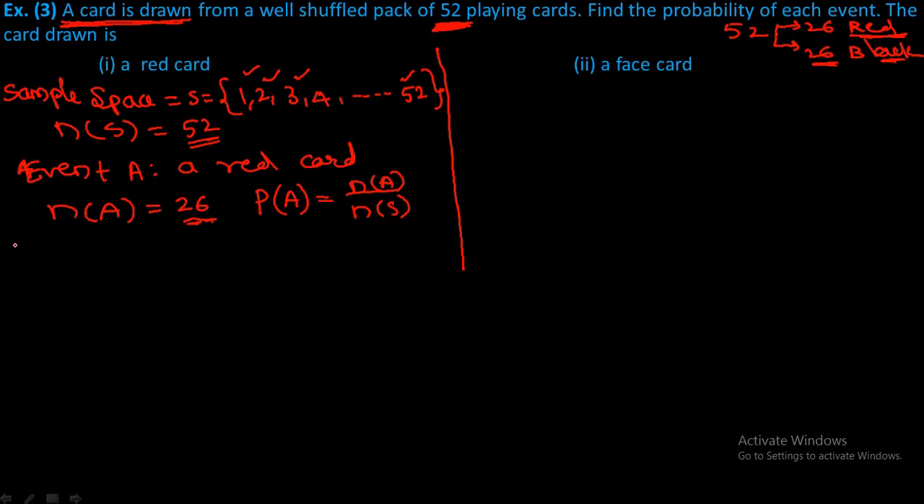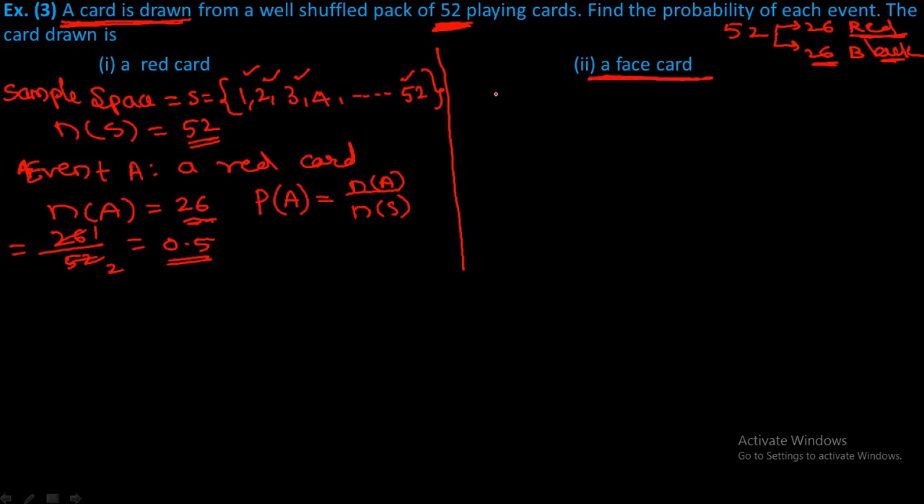So n of A is 26, divided by n of S, which is 52. So 26 upon 52, 26 twos are 52, so it becomes 0.5. So the probability of A is n of A upon n of S, which is 0.5. I hope you understood. Next we will discuss the face card.